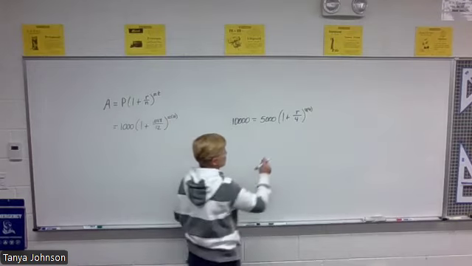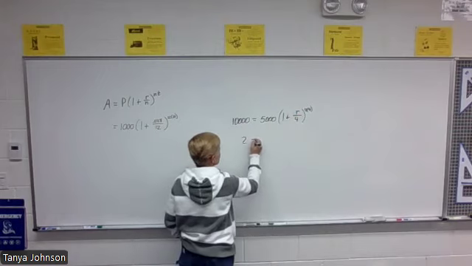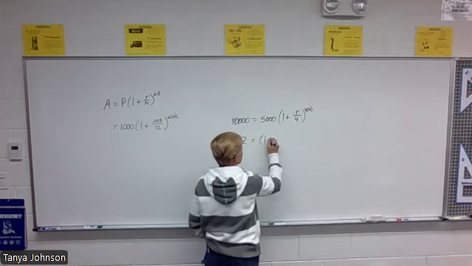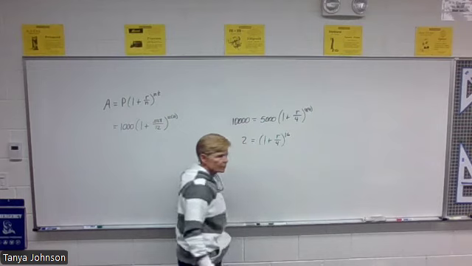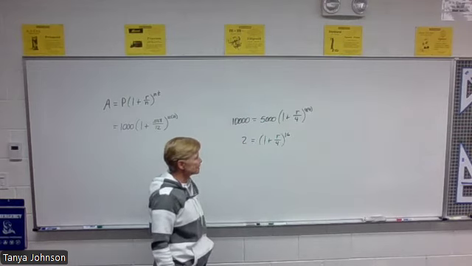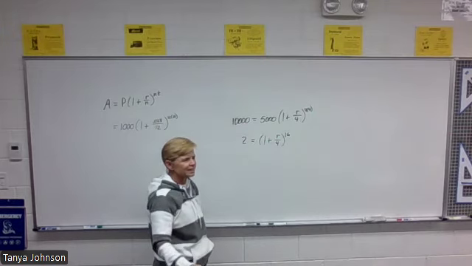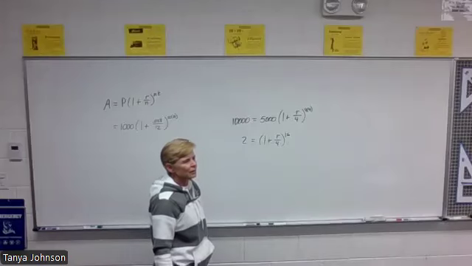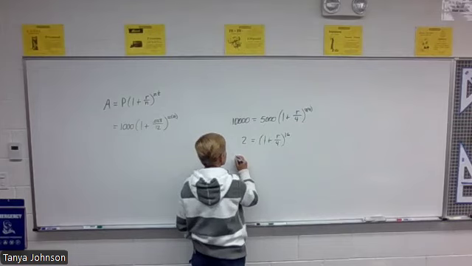First thing we do, isolate the exponent by dividing by 5,000. So this will be 2 equals 1 plus R over 4 to the 16. This is a really weird solving. This one's strange. How do we get at that R in there? You've got to get rid of the 16. How do you get rid of the 16 when it's an exponent? Use the 16th root. It's crazy. I'm going to 16th root both sides.